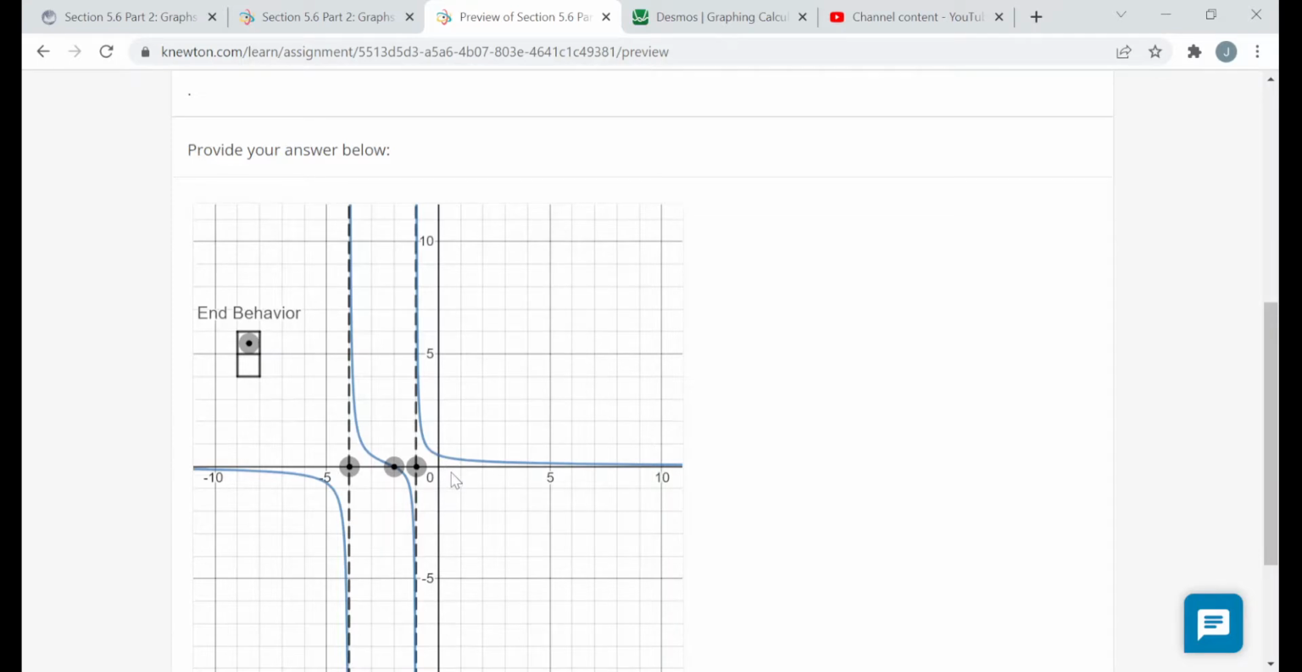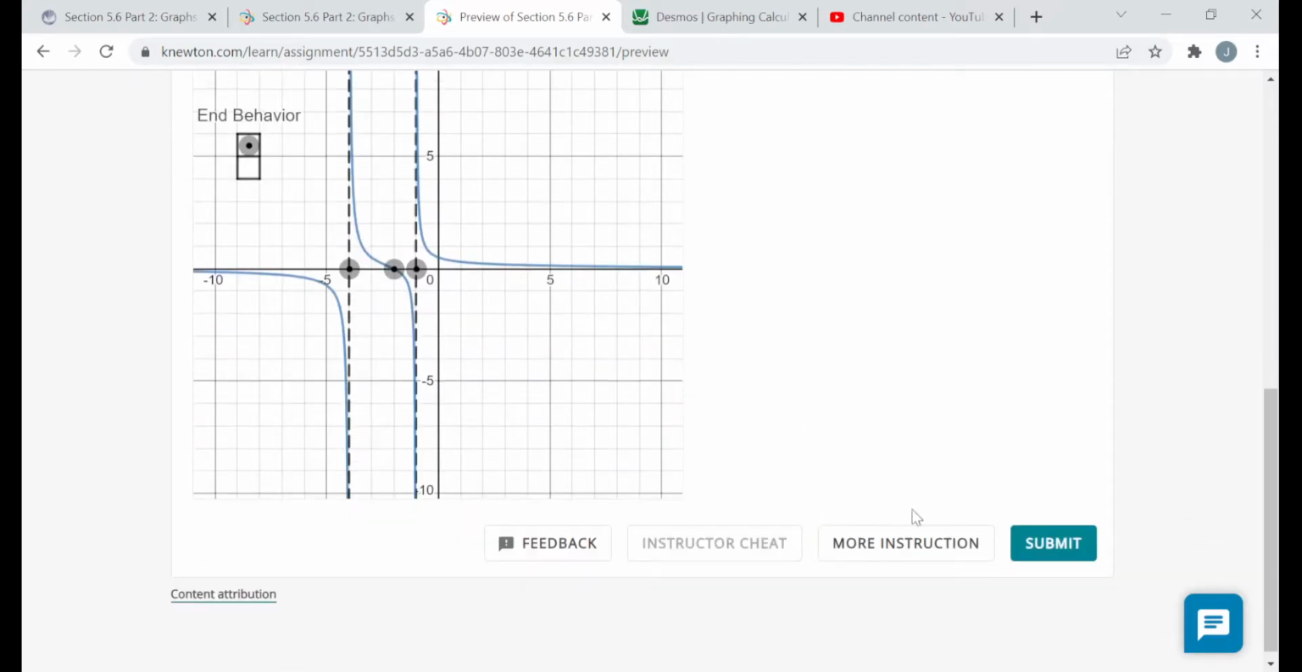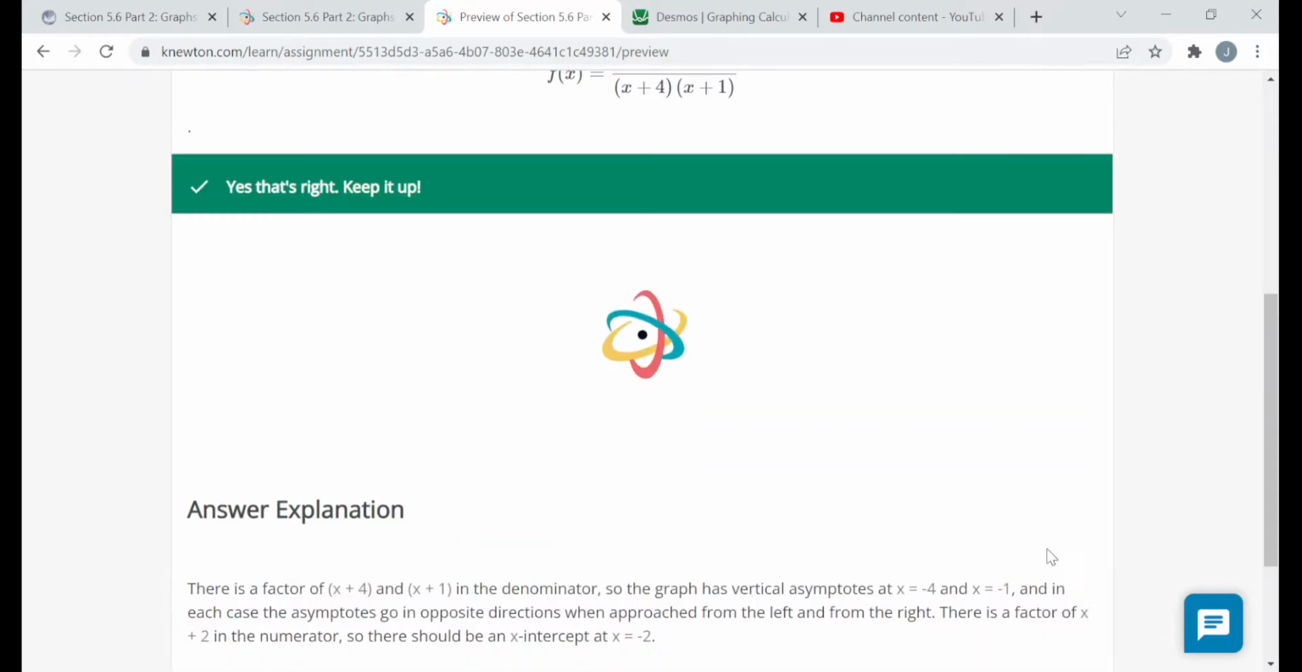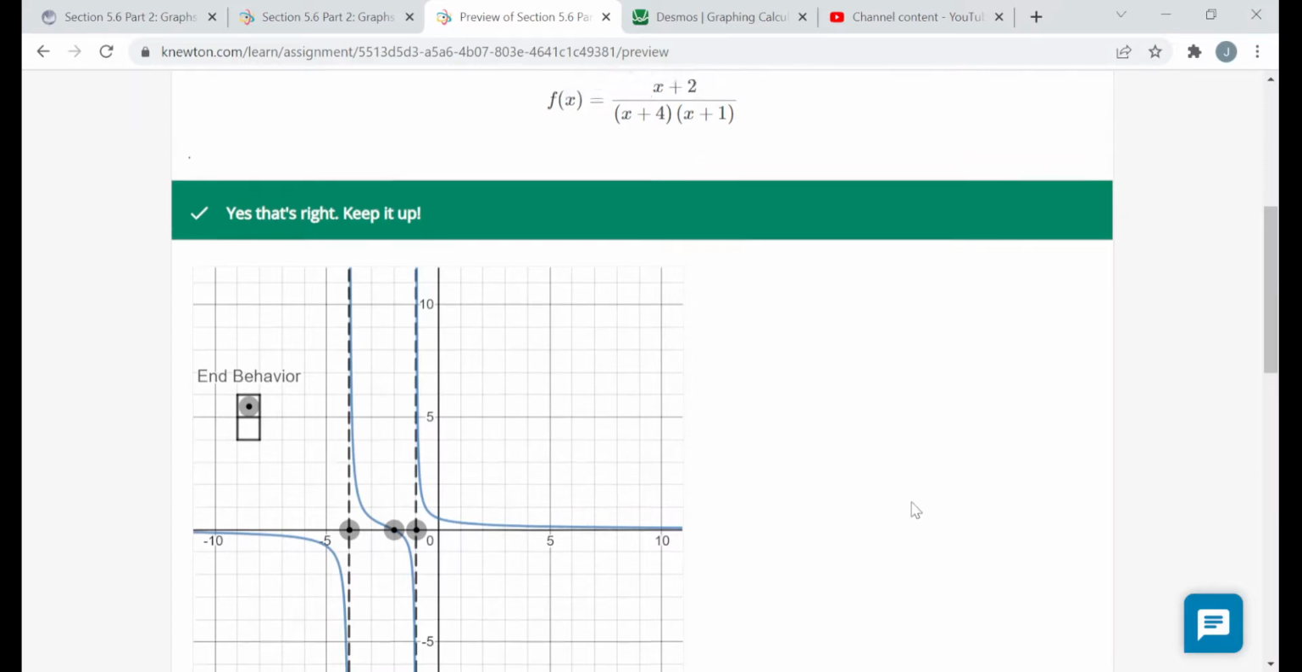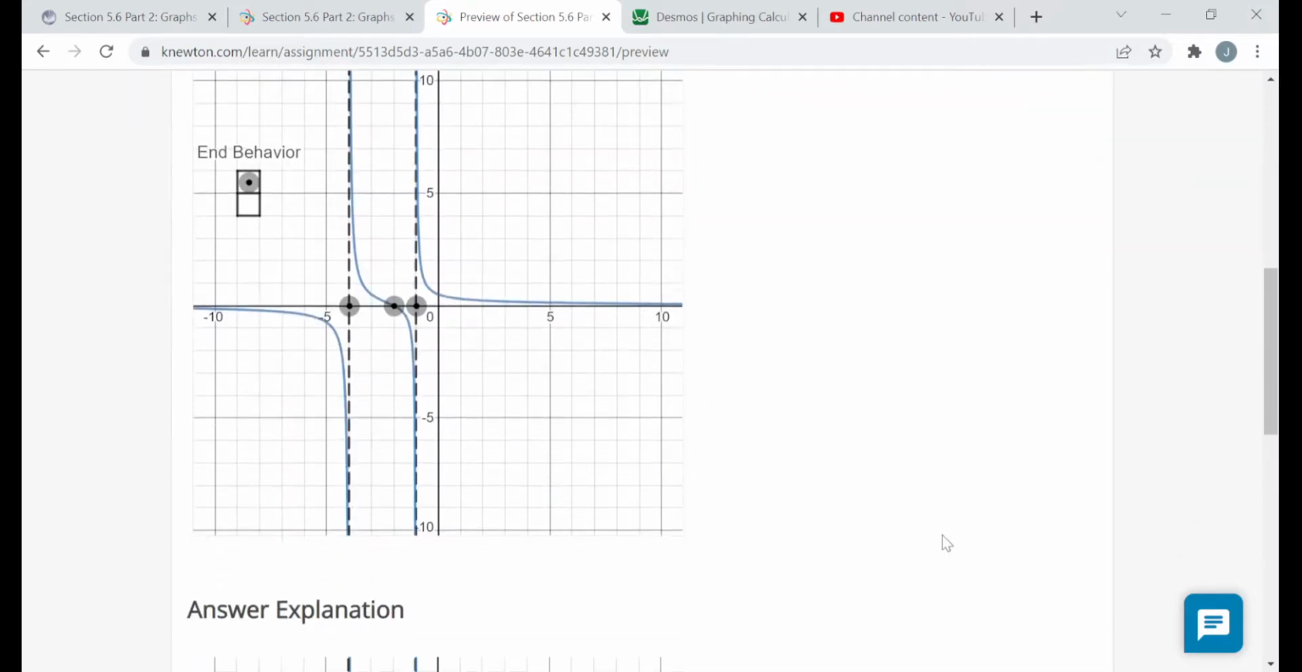So the only graph that really matches all the information I know about this function, where the vertical asymptotes are, where the x-intercepts are, and where the y-intercept is, in the end behavior, the graph's approaching y equals 0 on both ends, this is the only one that matches. So you got asymptotes and intercepts. Right? That's why those other two objectives are here in this, asymptotes and intercepts, writing equations. That's all you should need to be able to move these graphs around.